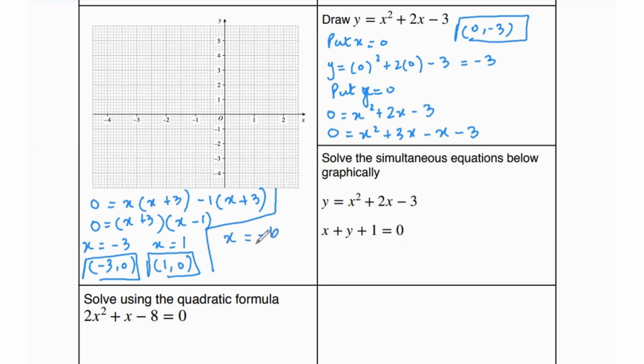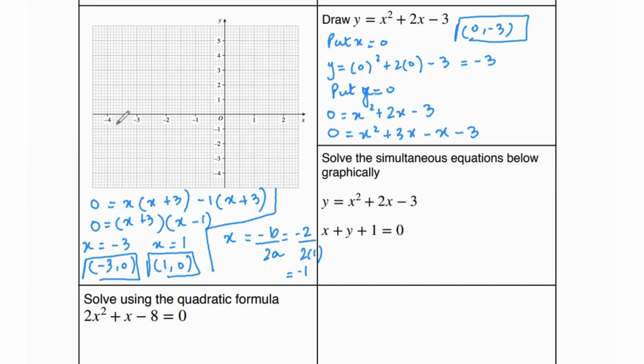Now for the turning point, we'll use the equation x equals -b over 2a. In the quadratic equation, the coefficient of x squared is a and the coefficient of x is b. So that's going to give us -2 over 2 times 1, which is -1. So that means the x value of the turning point is -1.